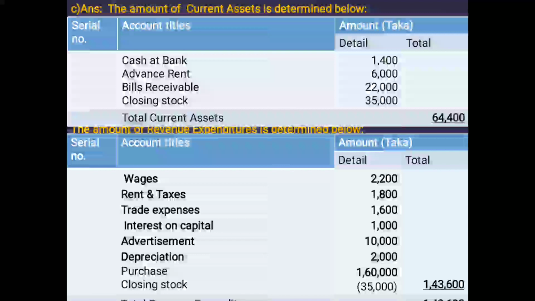Dear students, closing stock is unsold stock, so it is deducted from the revenue expenditure. Now we can get the total amount of revenue expenditures, which is taka 1,43,600. Dear learners, I have already completed the creative question of the trial balance.